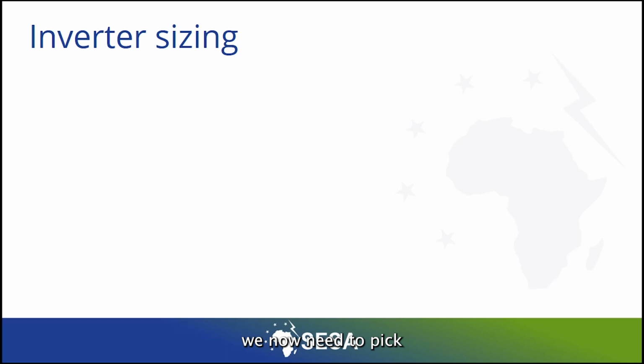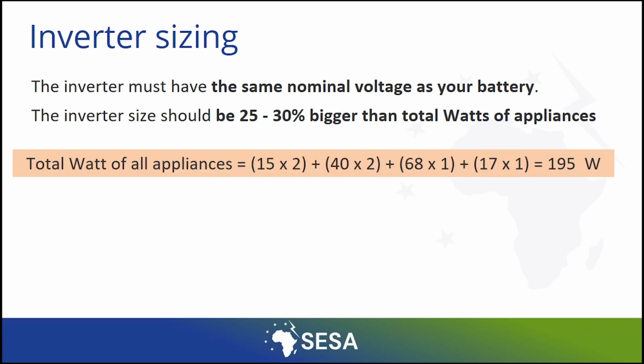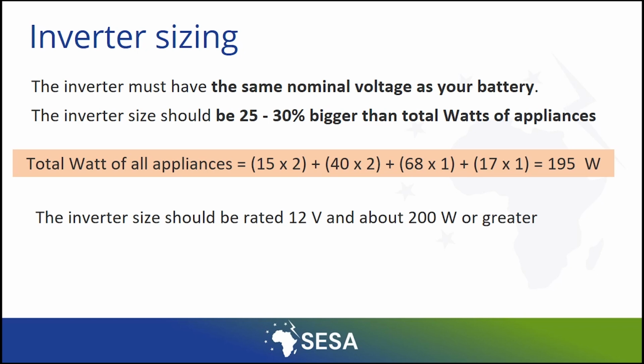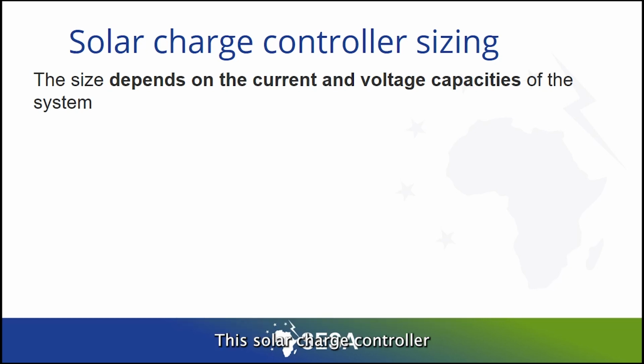We now need to pick the correct size of the inverter. The inverter must have the same nominal voltage as the battery. With the size, it should be at least 30% more than the total watts of all the appliances. This is to ensure safe operation. Then we go ahead to size the solar charge controller.